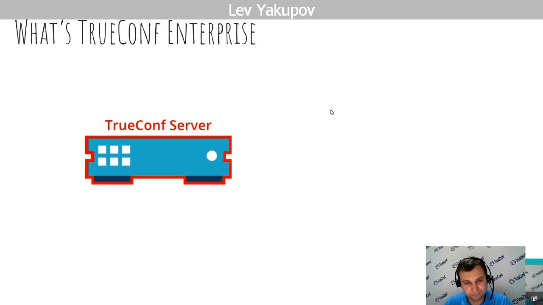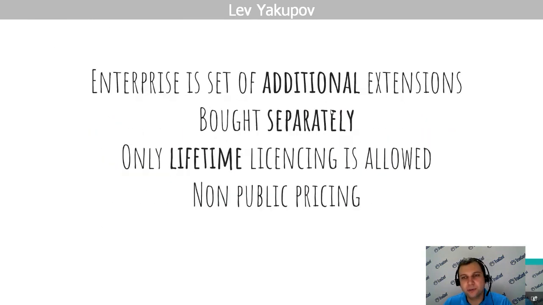The enterprise is actually not a product. It is not something you can download. Enterprise is just a nickname for a bunch of additional extensions. Those extensions are bought separately from us or from our resellers. They can only be bought for lifetime. There is no way to buy them for just 1 year. So the licensing is pretty simple for those additional extensions.